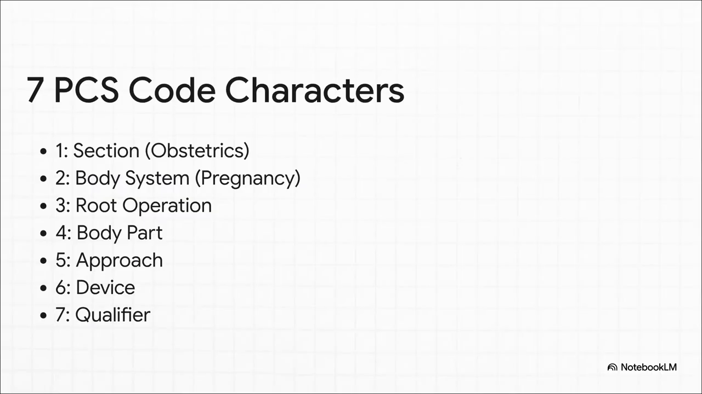Crazy, right? And remember, building a complete obstetrics code is like putting together a 7-piece puzzle. It's got to be exact. Character 1 is always a 1 for obstetrics. Character 2 is a 0 for the pregnancy body system. Then you've got your root operation, body part, approach, device, and your qualifier. If the physician's operative note misses the details for even one of those characters, the whole code falls apart.